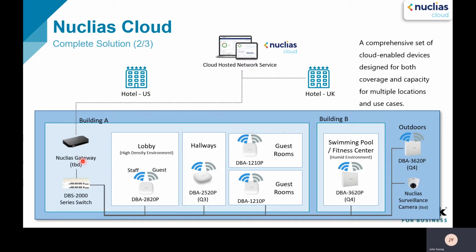For example, the Nuclias Gateway coming soon, and for our switch, it's called the DBS 2000, followed by all our APs, individual rooms or even the lobby, swimming pool, or you will be able to see the AP status and the client's information. And not just that, we have the Nuclias surveillance camera coming soon also.